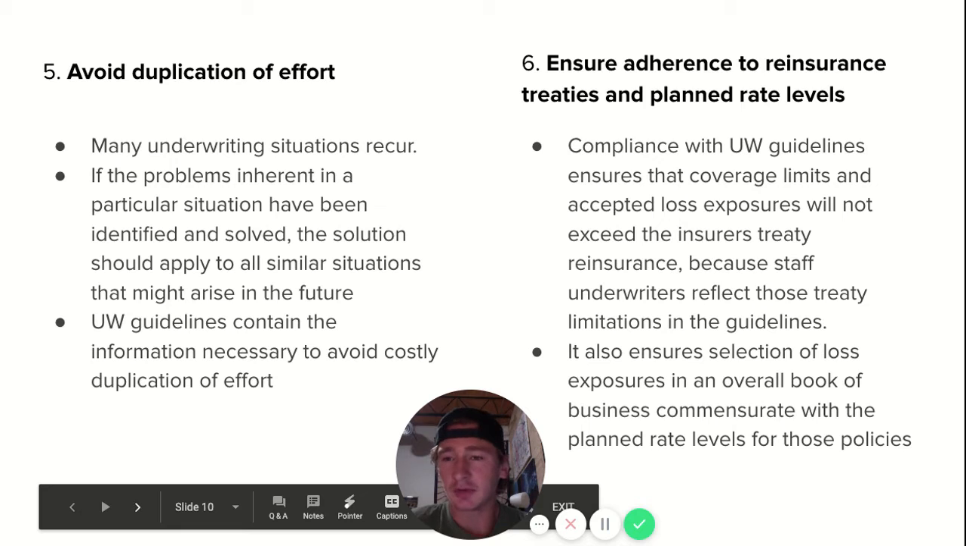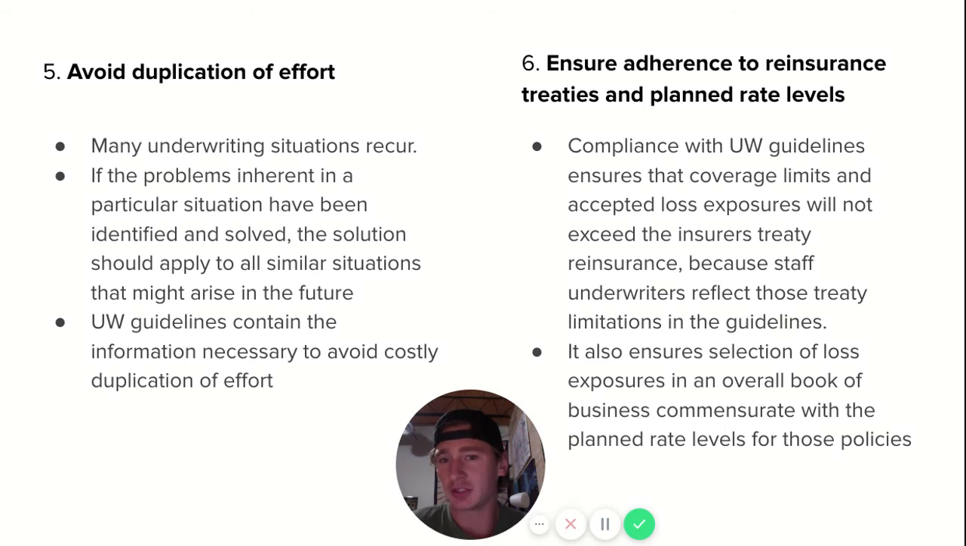So next, number five, they avoid duplication of effort. So what that means is, as an underwriter, many of the same situations recur. And so if these problems are happening all the time and the situation has already been identified and solved previously, then the solution should apply to all the similar situations that may arise in the future. So they're all treated the same. And then underwriting guidelines contain the information necessary to avoid costly duplication of effort.